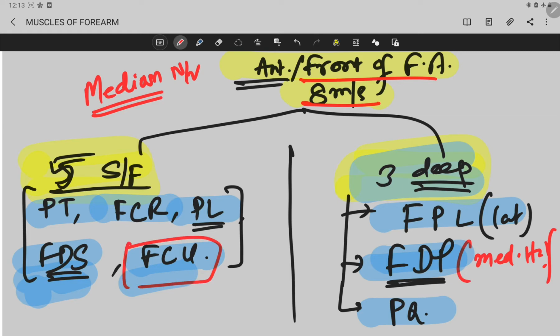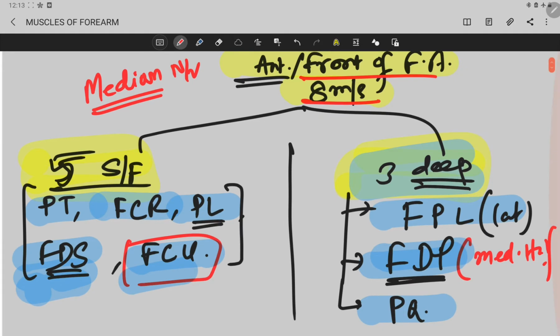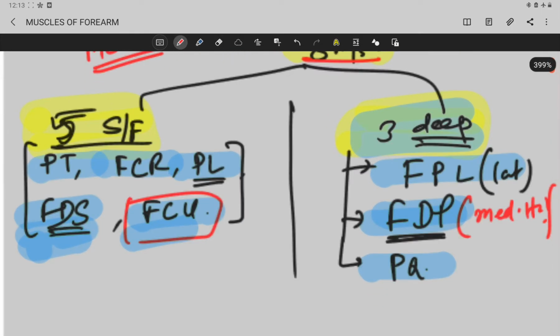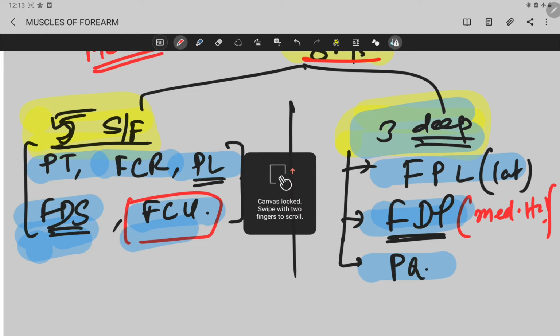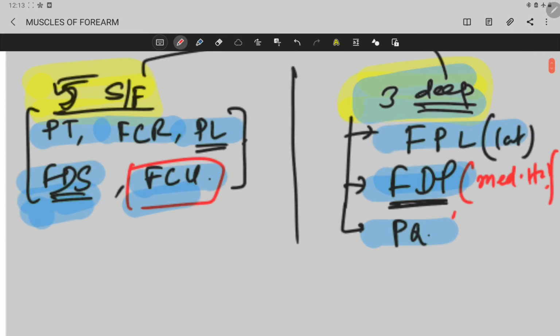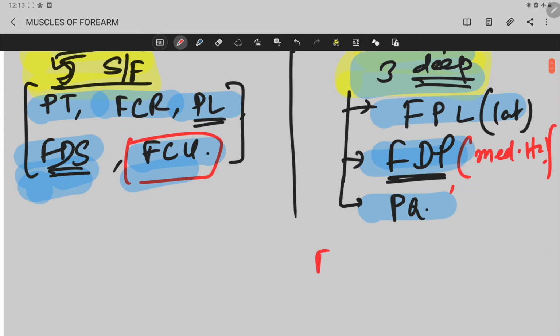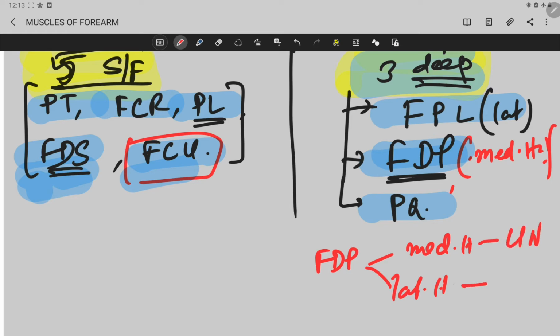These two muscles. Actually, flexor digitorum profundus has two heads, one medial head and one lateral head. Here I am writing flexor digitorum profundus. The medial head is not supplied by your median nerve. The medial head is supplied by your ulnar nerve. The lateral head is supplied by your median nerve. And flexor carpi ulnaris is also supplied by your ulnar nerve.